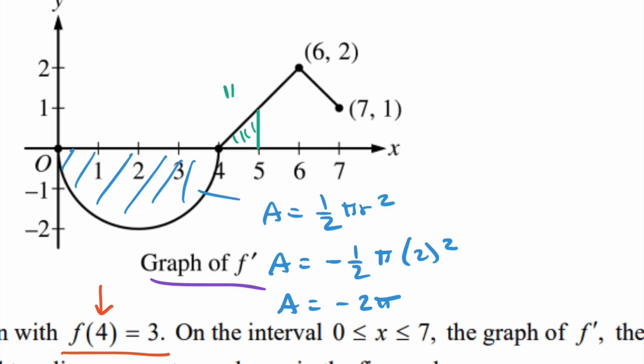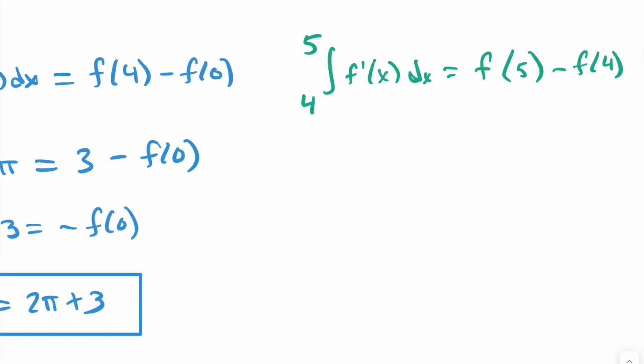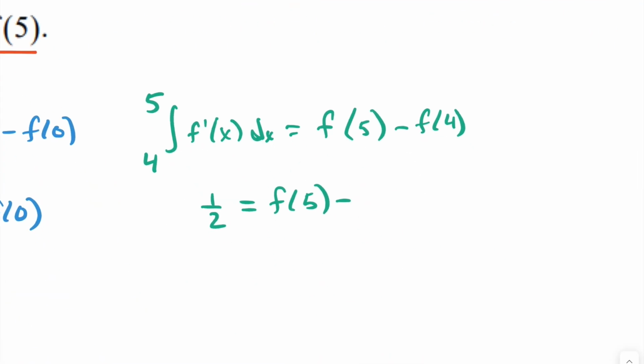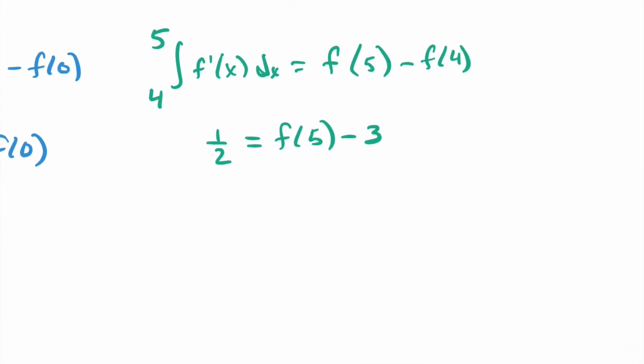All right, this is area 1/2. It's a 1 by 1, but it's half of that, so half. So the accumulation from 4 to 5 is a half. F of 5 is unknown. F of 4 is 3. Move that over, we get 3.5.